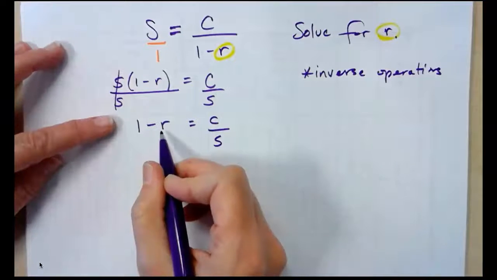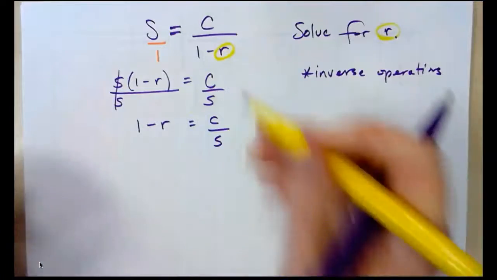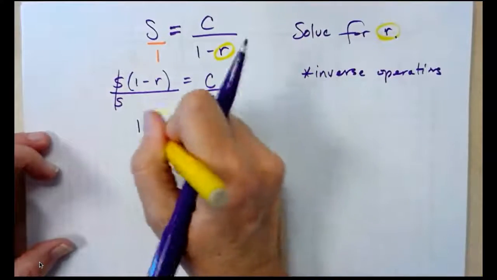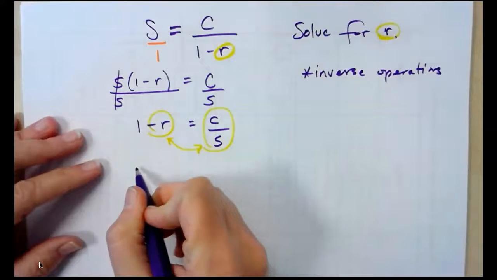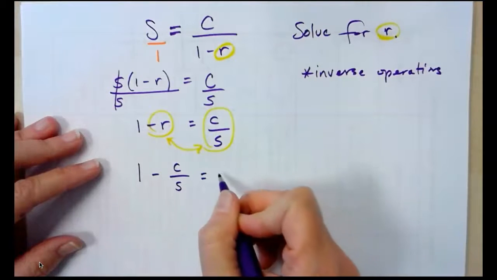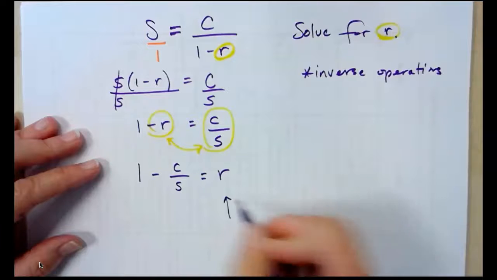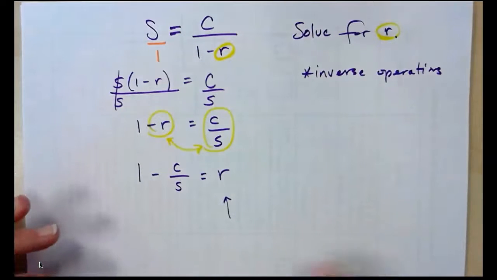Next, we want r by itself. So the easiest thing to do would be to switch places with those two terms, giving us 1 minus c over s equals a positive r. And that is probably the quickest way. 3 steps there to solve for r. Several other ways that you can do it, but that is definitely one way.